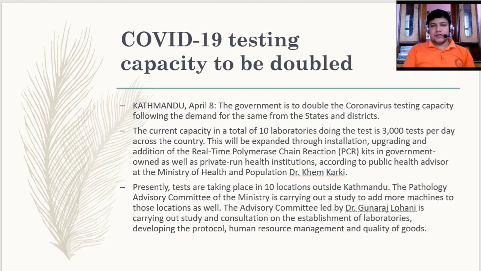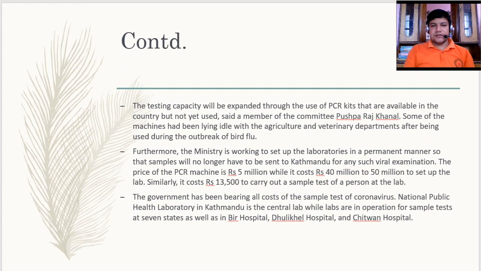Okay, so it goes on like this. The government is going to double the coronavirus testing capacity following the demand from the states and districts. It goes on like this. So later on from Google Classroom, you can download this article and read the complete article in detail.